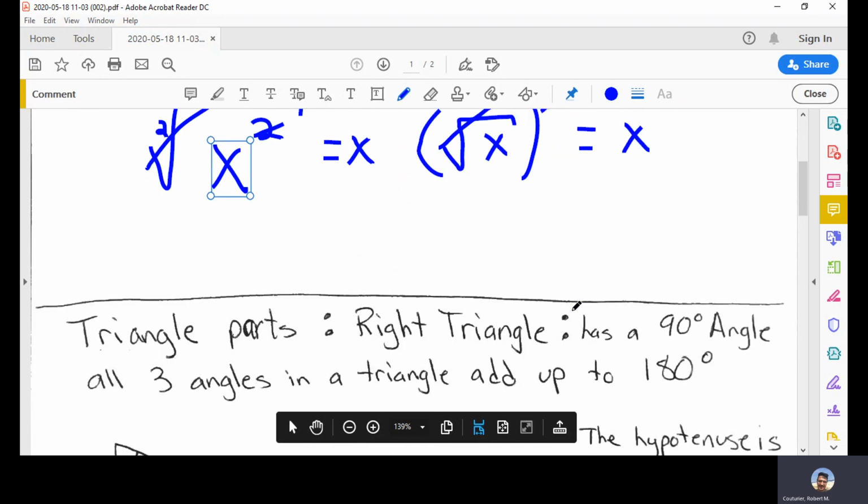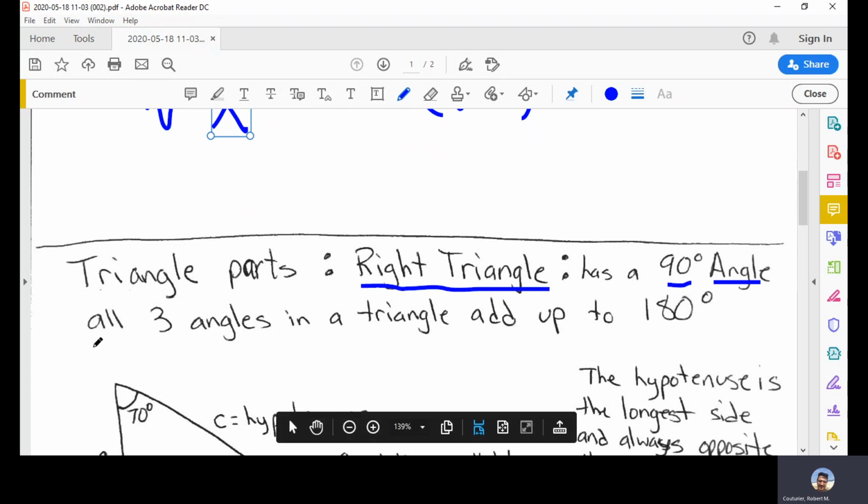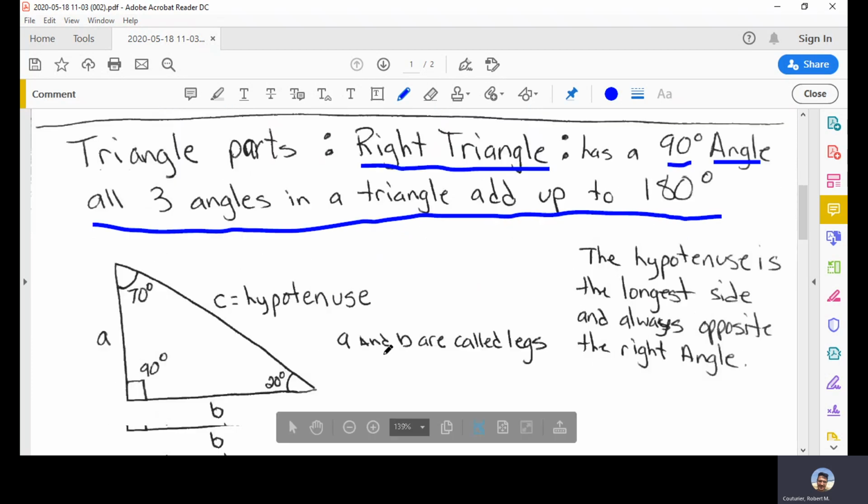Now let's look at the next one. Maybe you don't remember all this, but triangle parts. Okay, a right triangle, and this is the most important. All our problems we're dealing with are right triangles. That means it has a 90-degree angle. And just for knowledge, which you're going to have to use all the time in geometry, you have to remember that all 3 angles in a triangle should add up to 180 degrees.